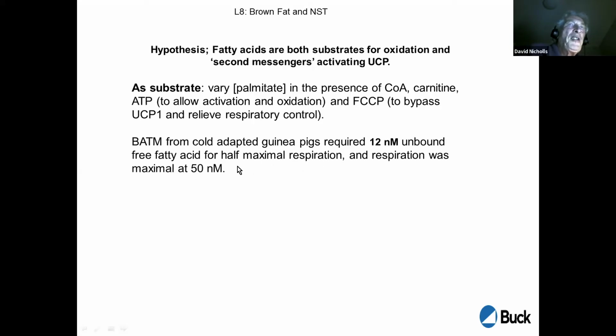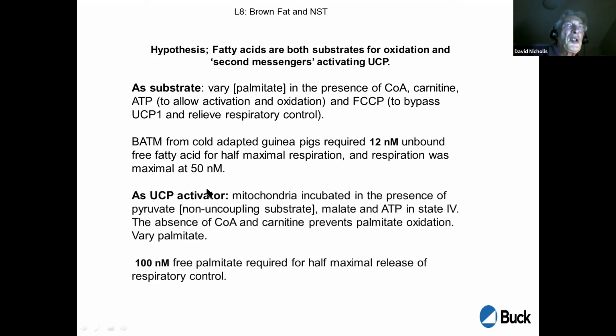You need about 50 nanomolar free fatty acid for maximal respiration, as long as you've removed respiratory control. So that's fatty acid as substrate, extremely potent as a substrate. Fatty acid as a UCP activator: you use a non-uncoupling substrate, pyruvate, malate, and you don't have CoA and carnitine present, so the palmitate can't be oxidized. The only thing it can do is to bind to UCP and to increase its conductance.